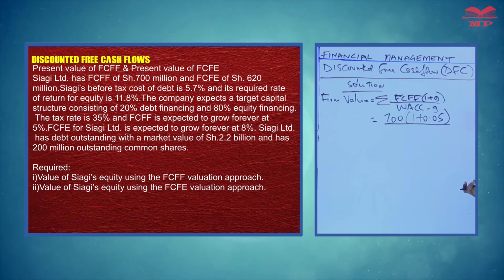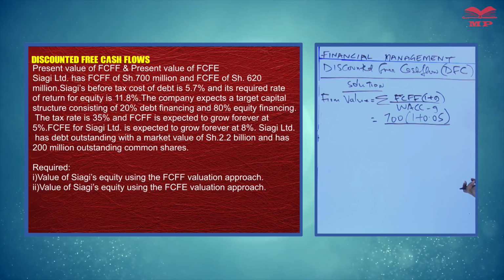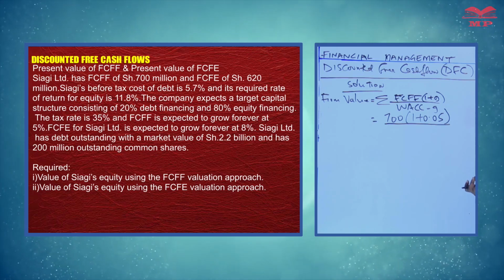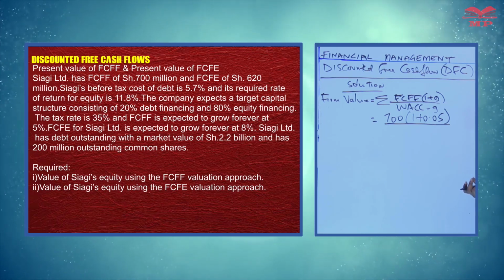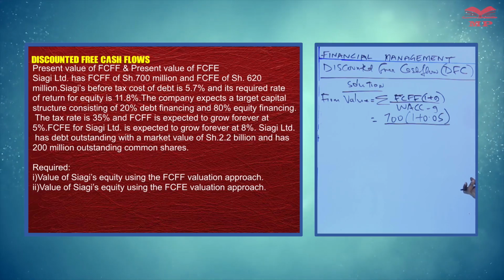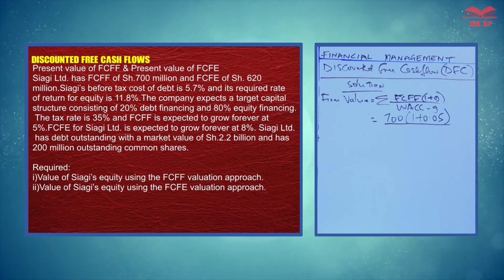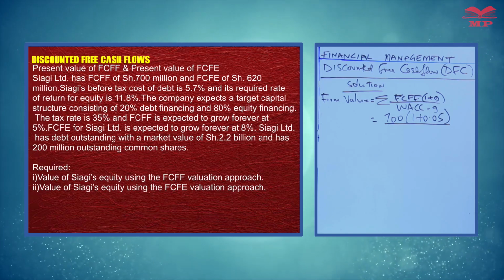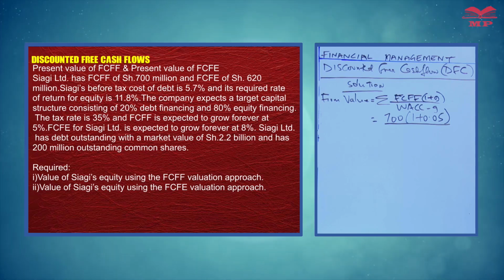Siagi has 700 million. That is FCFE. Then we have FCFE of 620. Before tax is 5.7. Equal rate of return 11.8%. The company expects a target capital structure consisting of 20% debt financing and 80% equity. Those are now the weights. We have the weights there, candidates. 20%, 80%.